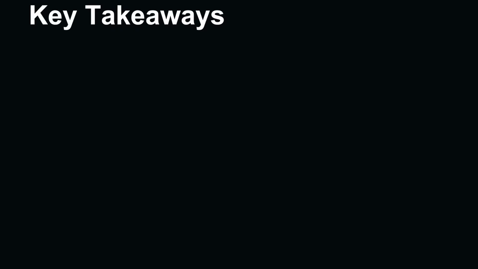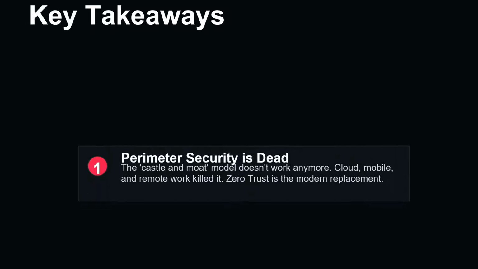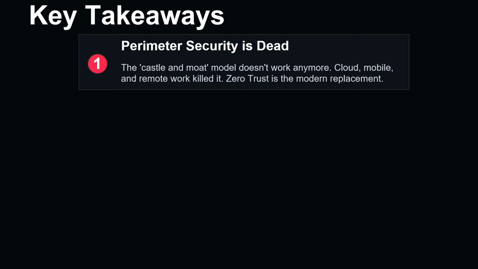Let's wrap up this video with key takeaways you need to remember, especially for interviews. Takeaway number 1 is that perimeter security is dead, as the perimeter is now everywhere and nowhere at once. You can't draw a line around inside and outside anymore, and Zero Trust acknowledges this reality. It's the modern security model for a world without clear network boundaries.